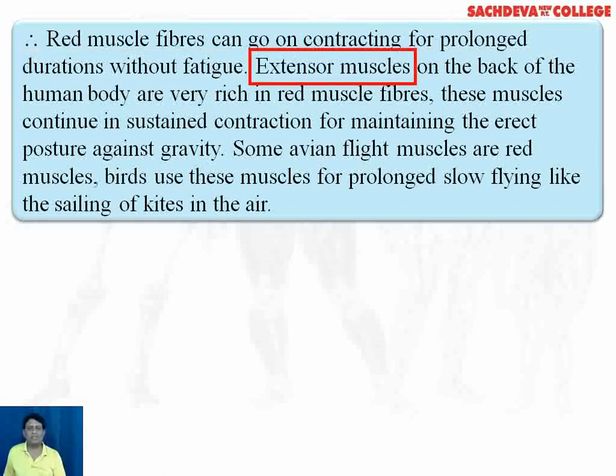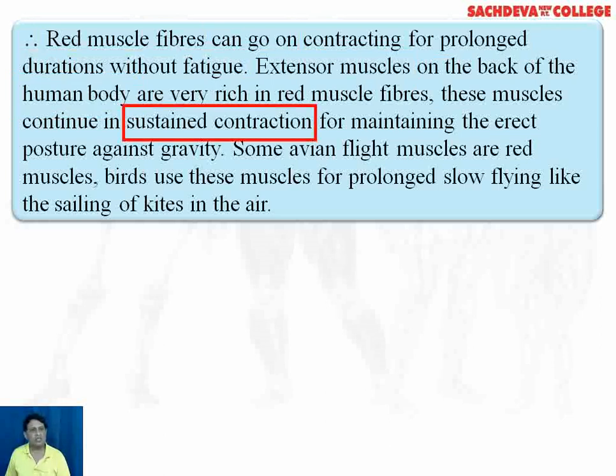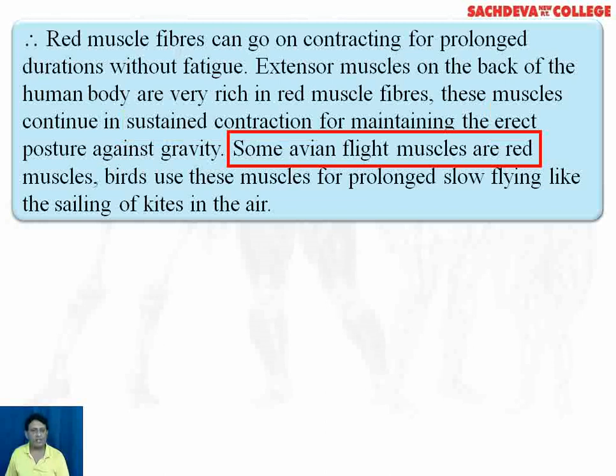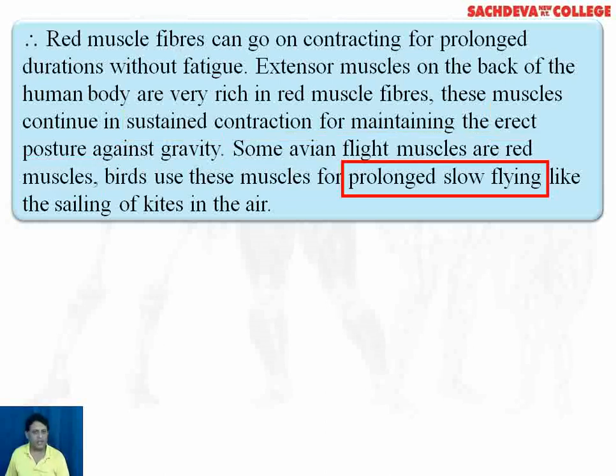The extensor muscles on the back of the human body are very rich in red muscle fiber. These muscles continue in sustained contraction for maintaining the erect posture against gravity. Some avian flight muscles are red muscles. Birds use these muscles for prolonged slow flying, like the sailing of kites in the air.